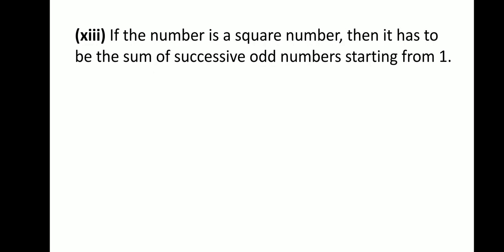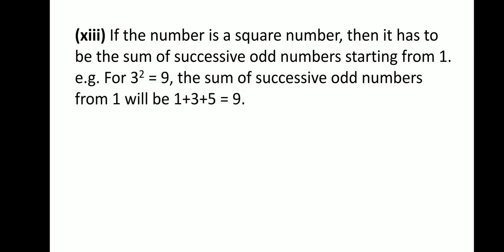If the number is a square number, then it has to be the sum of successive odd numbers starting from 1. It means that if a natural number cannot be expressed as the sum of successive odd natural numbers starting with 1, then it is not a perfect square. This property we will be using later on in the repeated subtraction method, which is a method to find the square root of a number. So coming to this property, if the number is a square number, then it has to be the sum of successive odd numbers starting from 1. For example, 3 square is equal to 9. The sum of successive odd numbers from 1 will be 1 plus 3 plus 5, that is equal to 9.